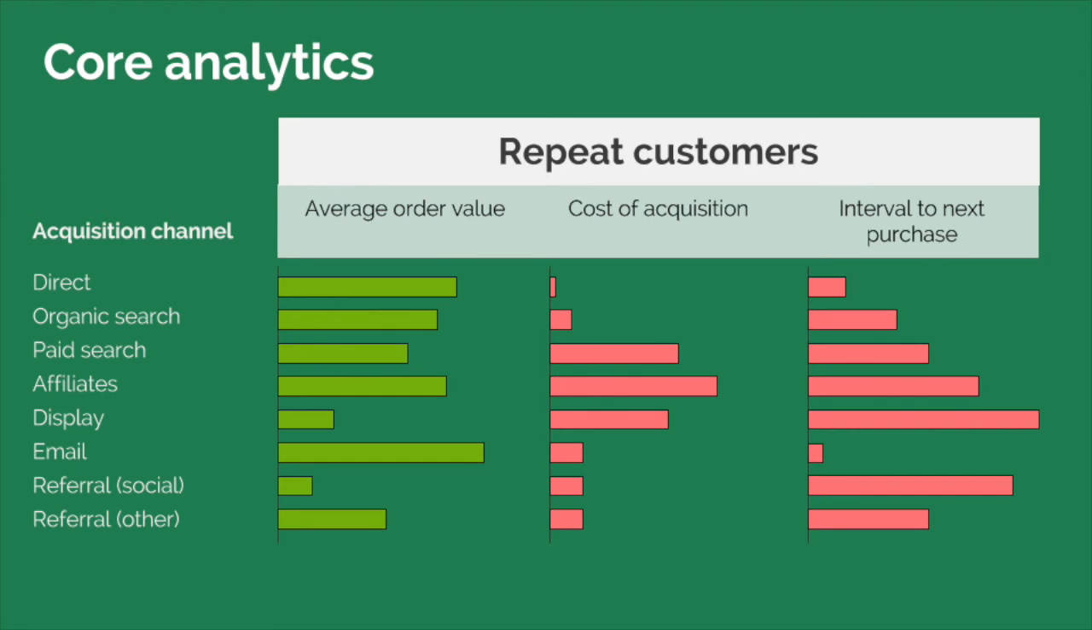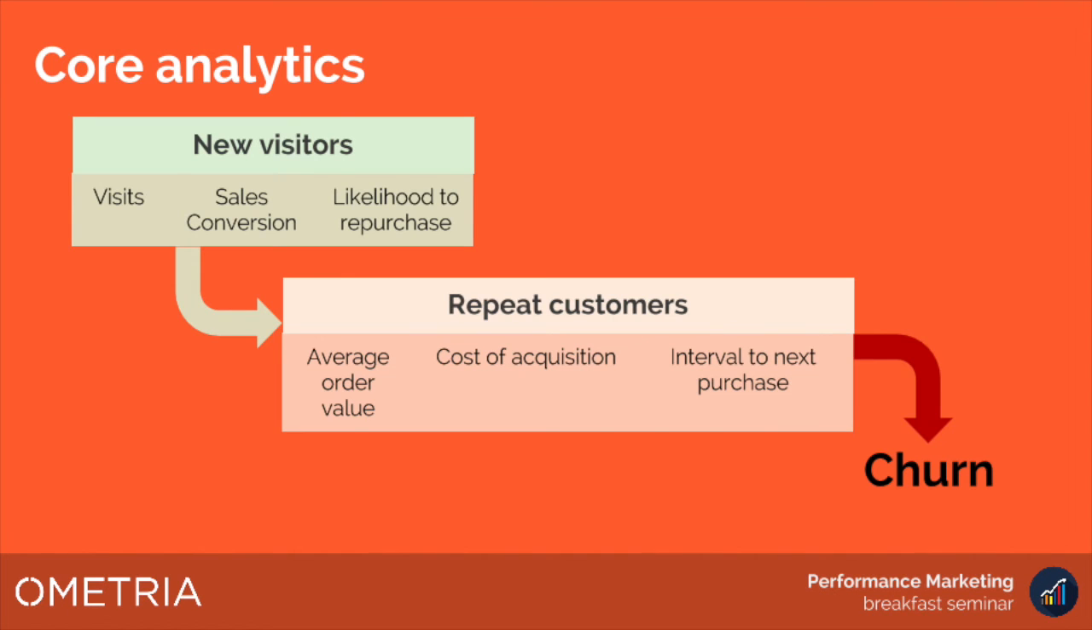But the most important thing is to work out what the graphs look like for you so that you can start fine-tuning. Looking at cost of acquisition overall is, in my view, much less relevant than looking at cost of acquisition for your repeat customers, which is the ones you really want to keep an eye on. The most important thing for me is that you focus on the repeat customers and segregate it into order value, cost of acquisition, and interval to next purchase. That is the heart and soul of your business.